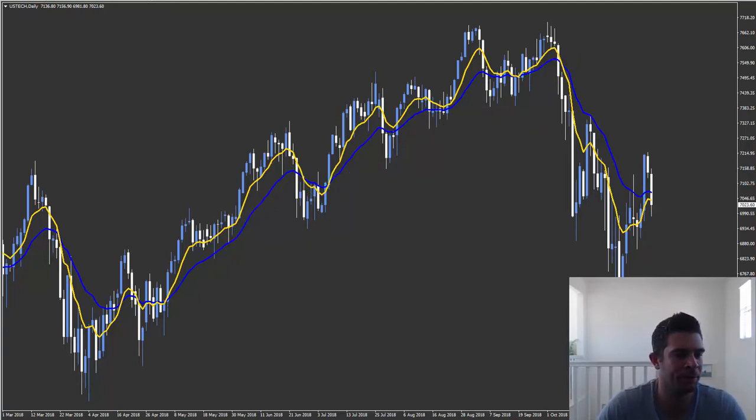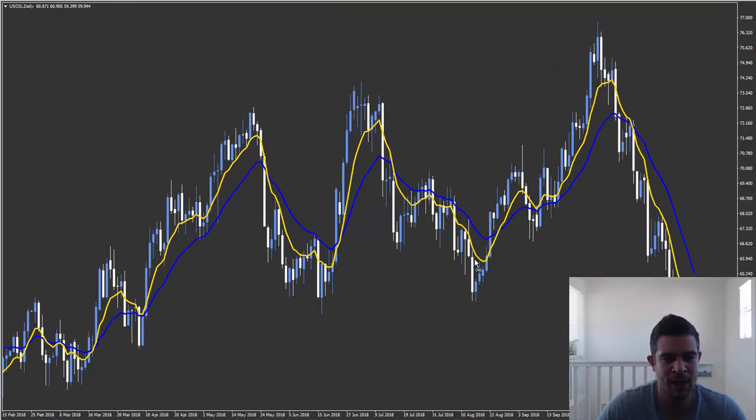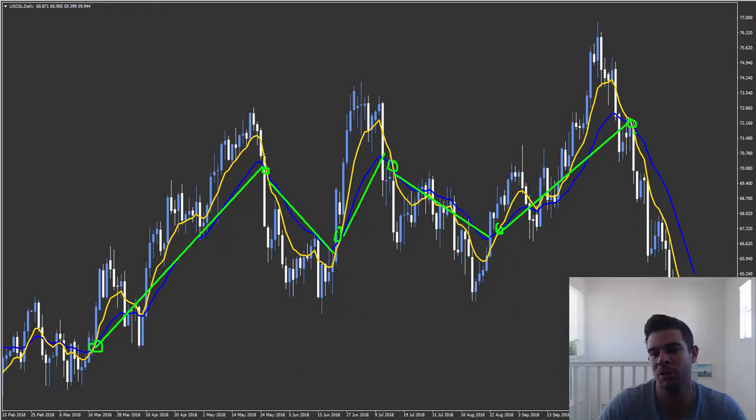Okay, go and pick up on a different market, oil now. Exactly the same approach. Moving averages cross over, I'm in buy mode all the way through here. Crossover again, I'm looking for short positions. Crossover again, I'm looking for buy positions. Crosses again, I'm looking for shorts. Crosses again, I'm looking for longs. Crosses again, I'm looking for shorts.